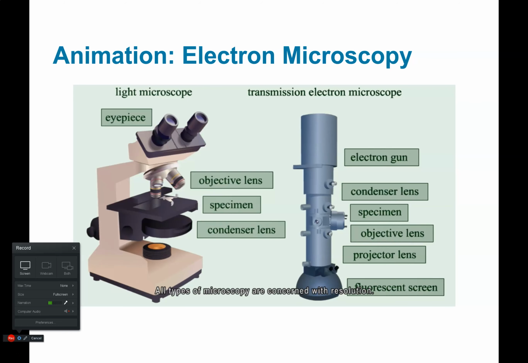All types of microscopy are concerned with resolution. The resolution of an image is the ability to distinguish between objects that are close together. Resolution depends on the wavelength of the source, with smaller wavelengths leading to higher resolution. The average wavelength of white light is 550 nanometers, while the wavelength of electrons in the electron microscope is 0.01 nanometers. This is why electron microscopes are able to resolve objects much smaller than light microscopes.